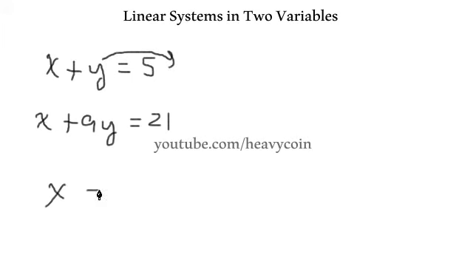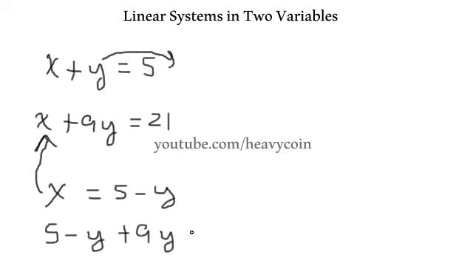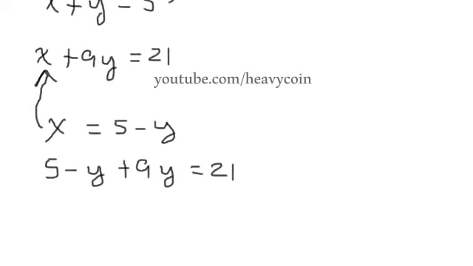So we're going to have x is equal to 5 minus y, and then I'm going to take this x and substitute it directly in right there, which is equal to 5 minus y. So we end up with 5 minus y plus 9y is equal to 21. And now we have an equation here with just one variable in it, and that means that we're going to go ahead and solve for y in this problem.